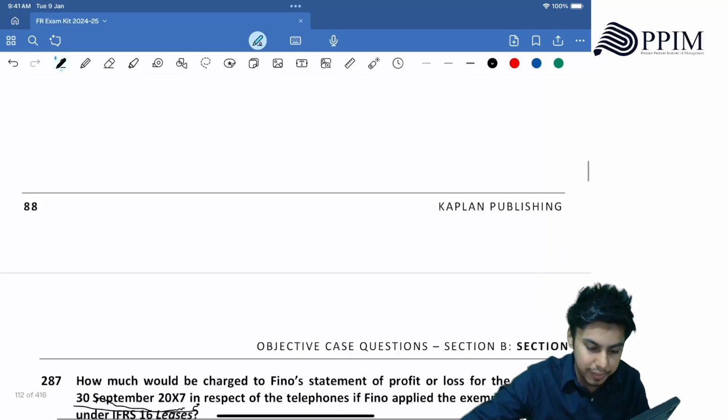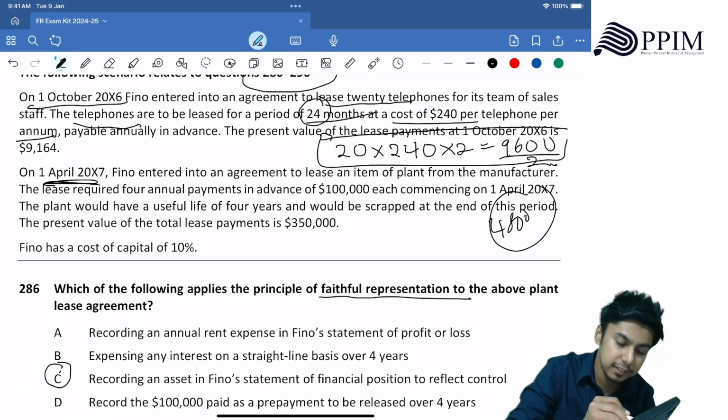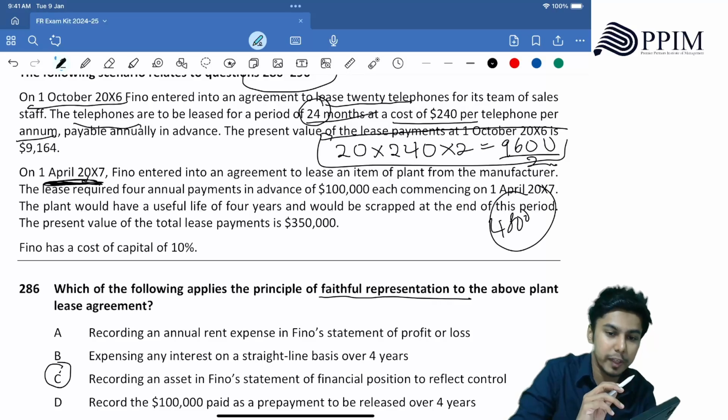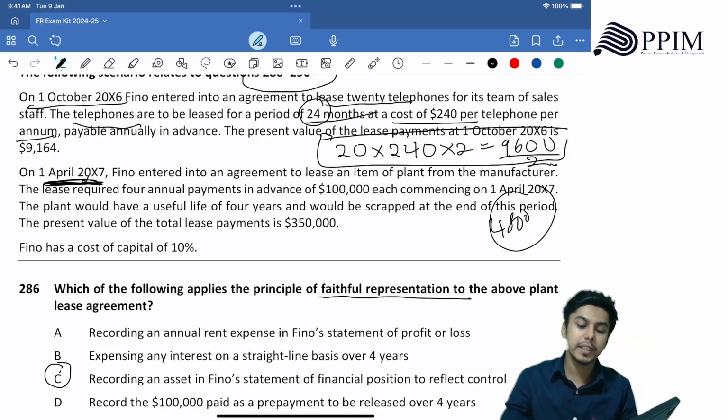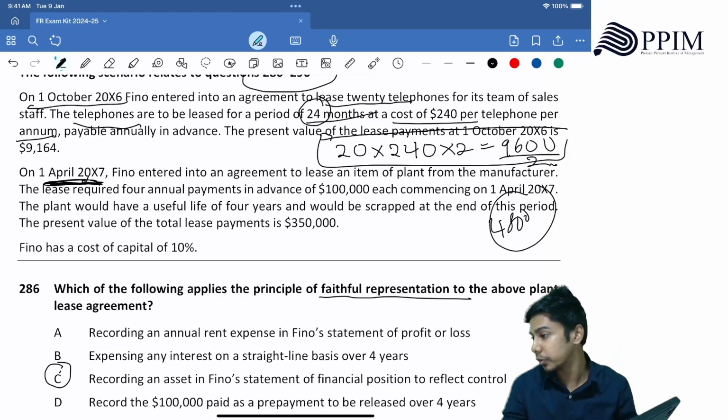Okay, now let's go to the paragraph. On 1st of April, note, first, it's not October, 1st of April, Fino entered into an agreement to pay an advance annual payment of 100,000.